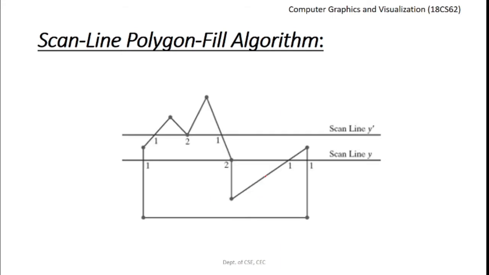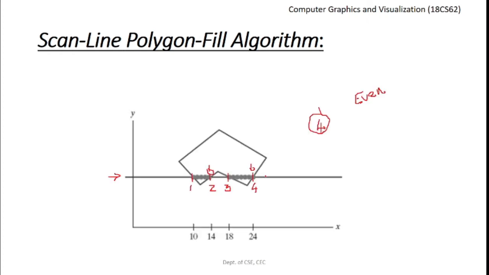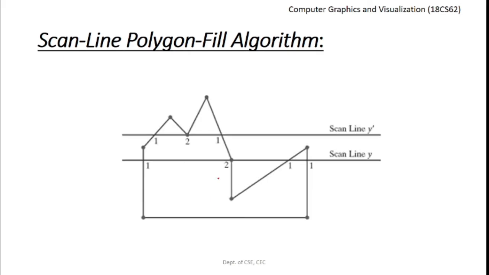Now let us consider some special cases here. In the previous case, none of the scanlines was passing through any of the vertices, or none of the vertices participated in the intersection with the scanline. In this particular scenario, the special cases that we need to consider, we have two scanlines, scanline y dash and scanline y. As you can see, both these scanlines are intersecting at the vertices of the polygon. Now what happens when we have a scanline which is passing through the vertices, and how do we count the number of edge intersections? That is the question here.